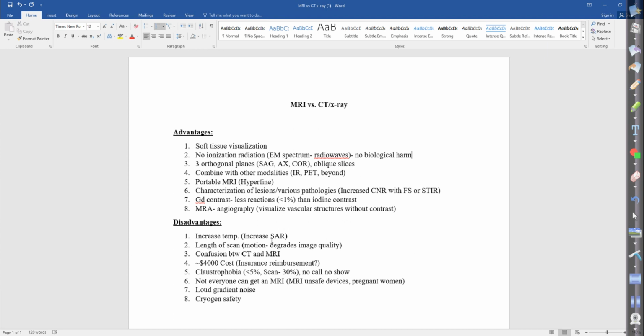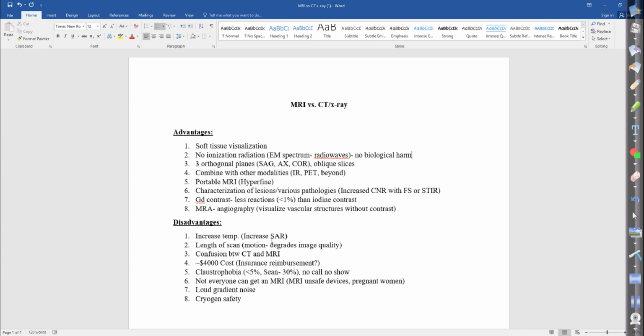Another advantage is characterization of lesions or other various pathologies, and that really comes from better soft tissue visualization and increased what we call CNR, which is contrast to noise ratio. You've probably talked about signal to noise ratio in the past, and spatial resolution with your other modalities. But MRI is great in terms of contrast to noise ratio, when we're able to tell one structure from another, those adjacent structures, and really tell the difference between those two structures.